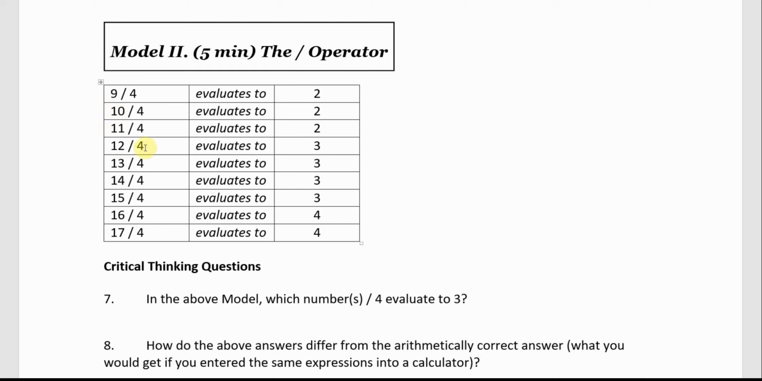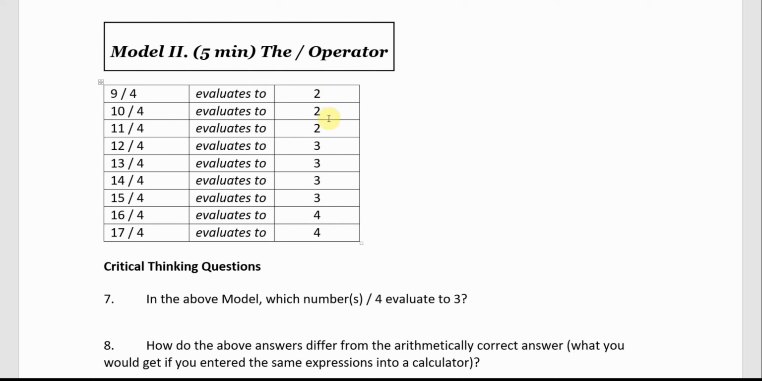When we get to 12, 12 divided by 4 is 3 with no remainder. 13 divided by 4 is 3 with a little bit extra, which we get rid of. 14 divided by 4 is 3. We get rid of the extra. 15 divided by 4 is 3. We get rid of the extra. 16 divided by 4 is exactly 4. And 17 divided by 4 is 4 with a little extra.